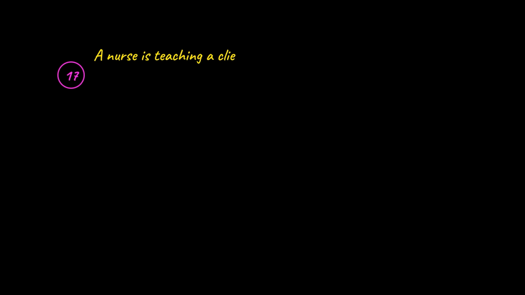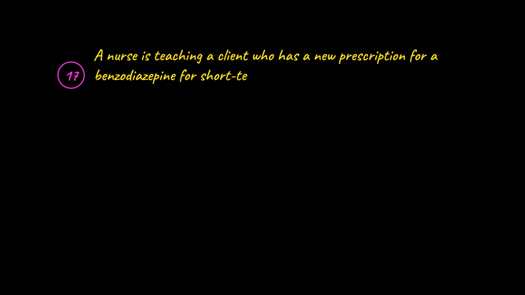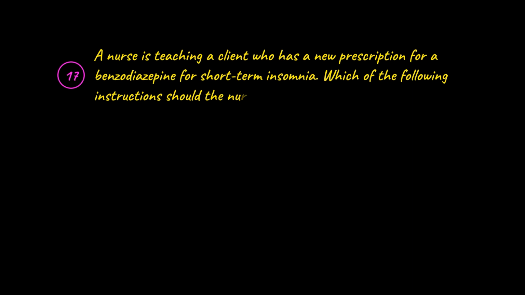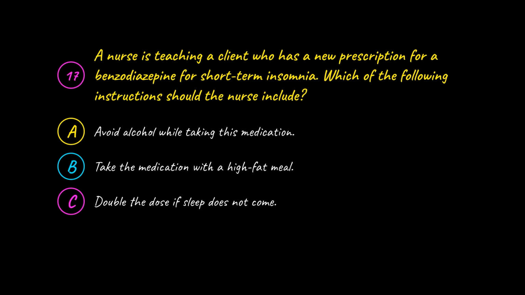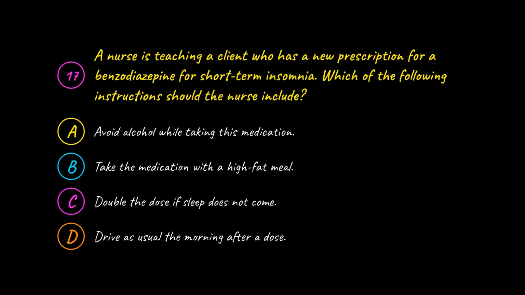Question 17. A nurse is teaching a client who has a new prescription for a benzodiazepine for short-term insomnia. Which of the following instructions should the nurse include? Your options are: A. Avoid alcohol while taking this medication. B. Take the medication with a high-fat meal. C. Double the dose if sleep does not come. D. Drive as usual the morning after a dose. Which one is it? Pause the video if you need more time.